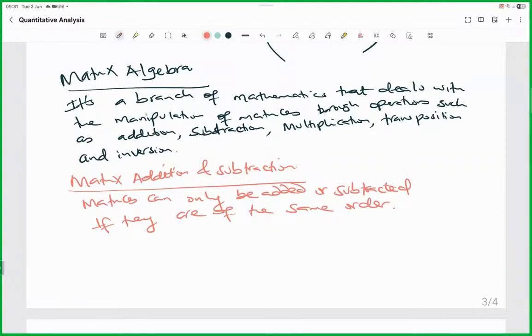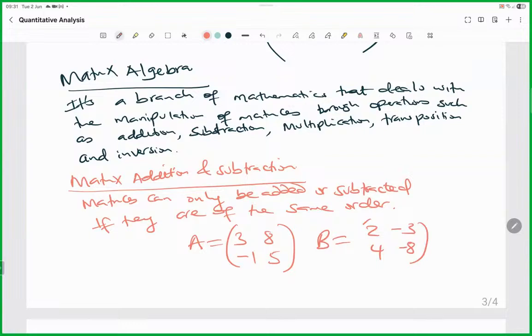And how do we do this addition? Same order matrices. So if A is 3, 8, negative 1, 5, and B is 2, negative 3, negative 8. If you're told here to come and add them, so A plus B, how will this A plus B look like?